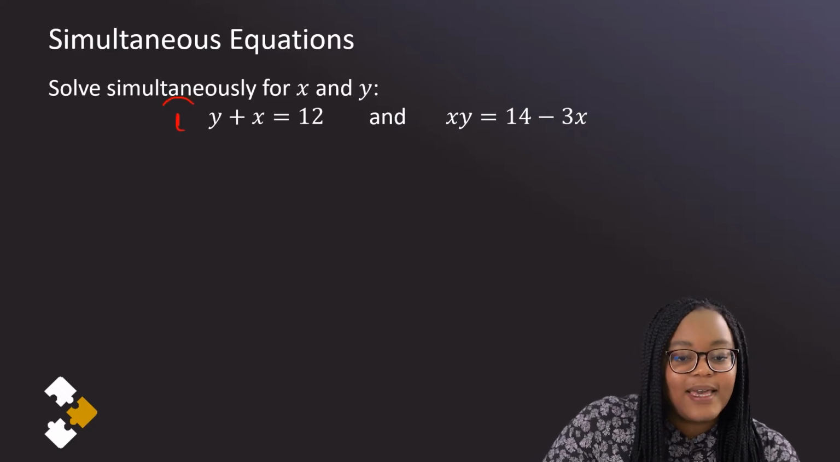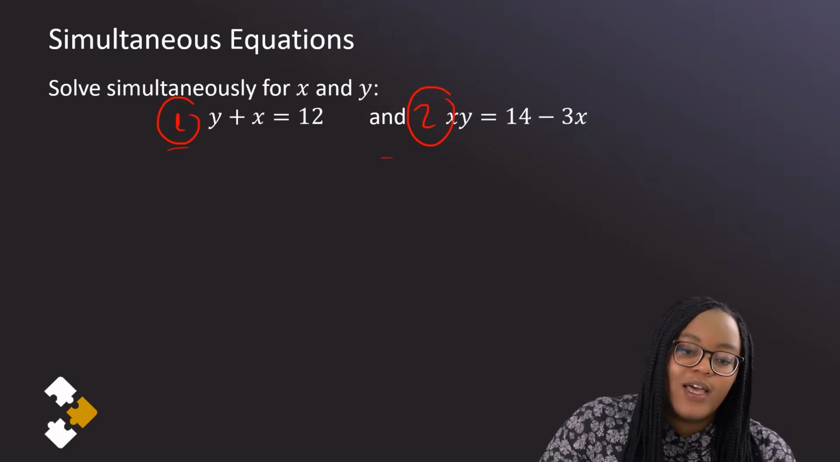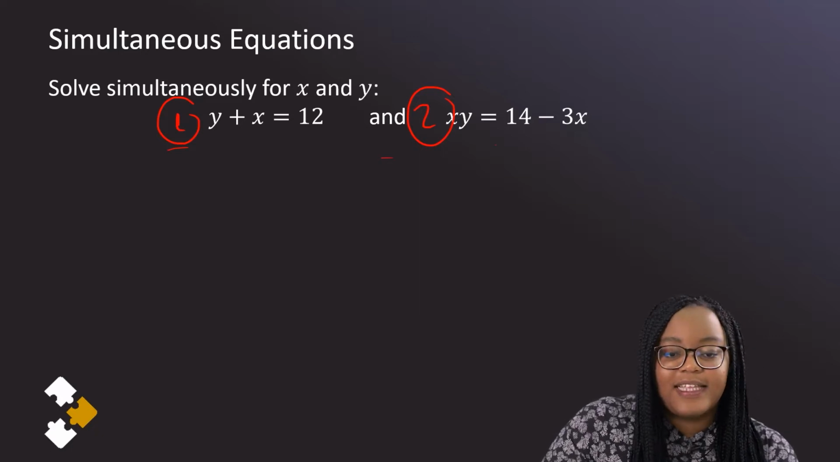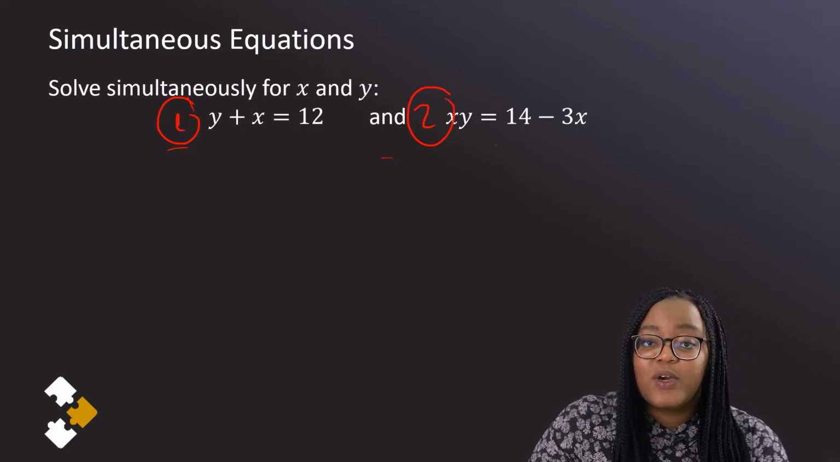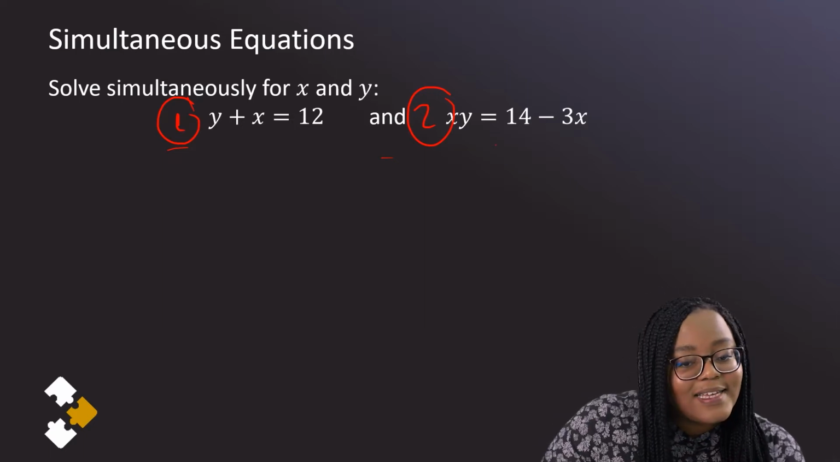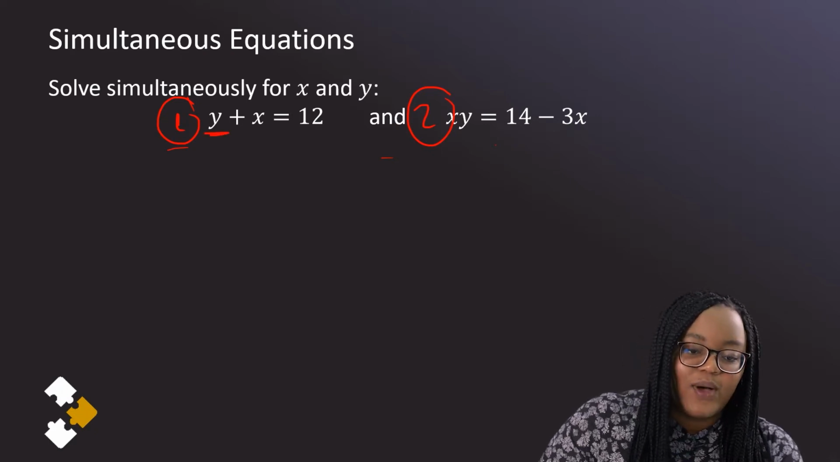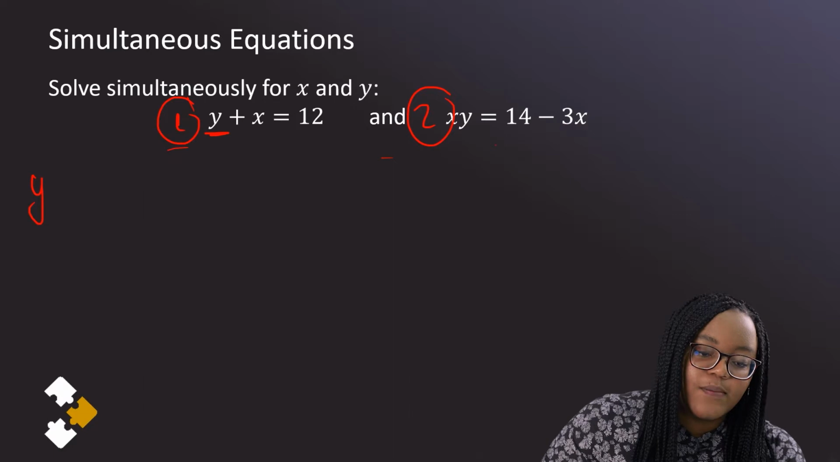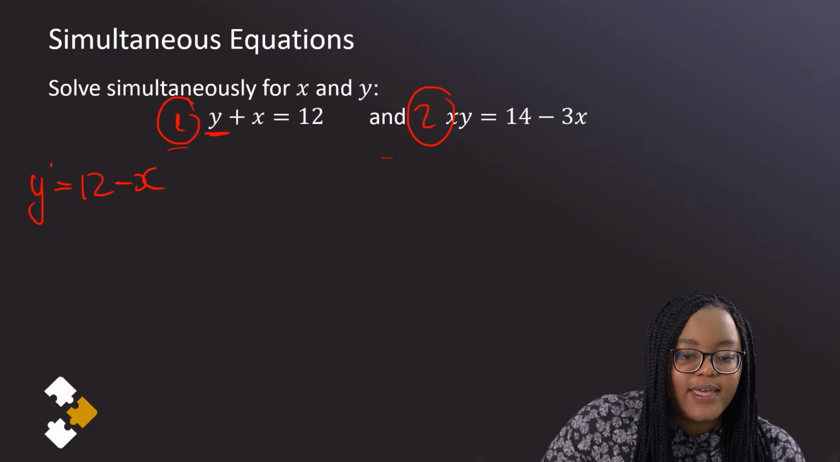I like to divide my equations into two, labeling them equation 1 and 2, and we're going to start by dealing with the simplest appearing equation in this instance. That is going to be equation 1: y plus x is equal to 12. I want to isolate one of my unknowns, which is y. I'll do so by making y equal to 12 minus x. And now I have a value of y in terms of x.